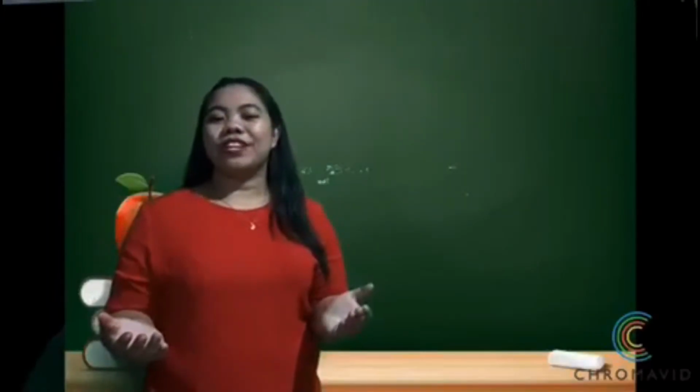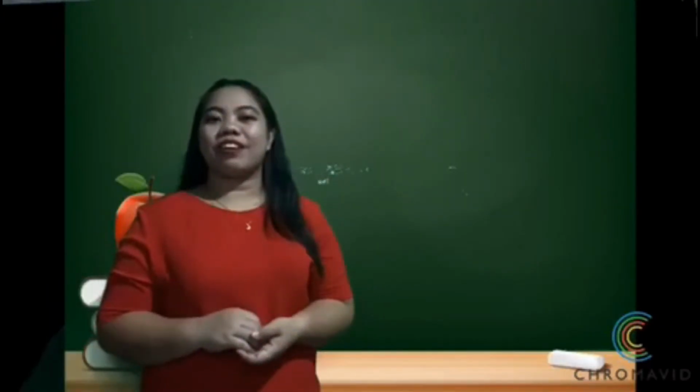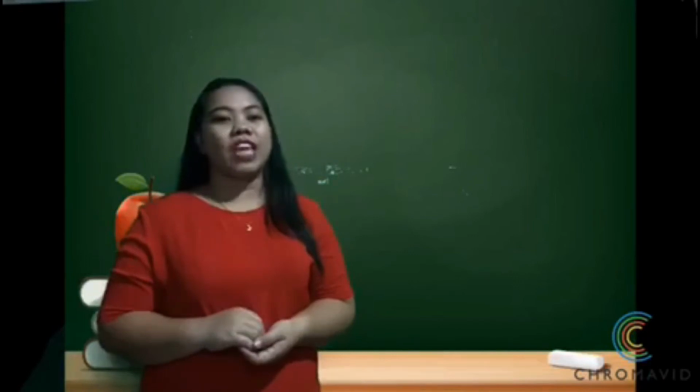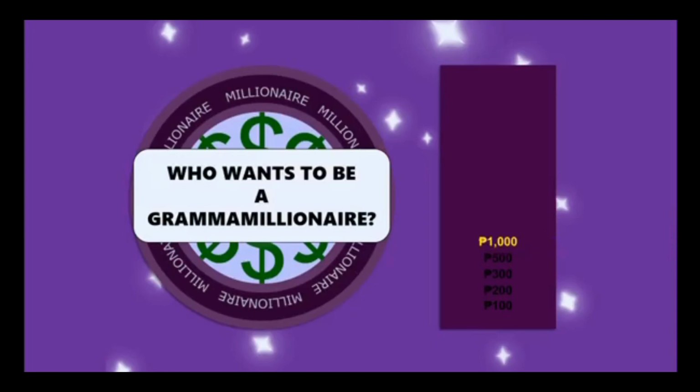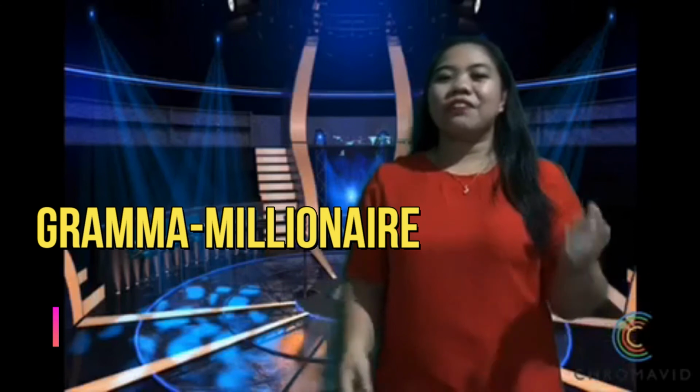Now that you've learned the different rules in transforming the direct speech to reported speech and vice versa, let's put that to test. Now let's play Grammar Millionaire. For every correct answer, there is a corresponding reward. This question is worth 1,000 points. Are you ready? Let's start!